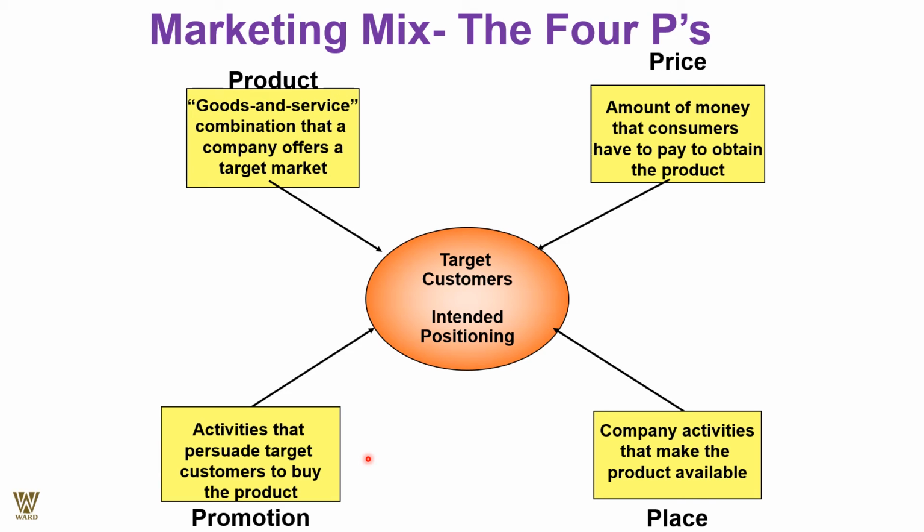Company activities that make the product available. So what are we talking about? We are talking about product, price, promotion, and place. We have to have those four P's in place altogether. So we need to ensure that the right product at the right price, with the right promotion and right place is made available. Now this is where the target customers have to come into place. Intended positioning is very, very required per se.